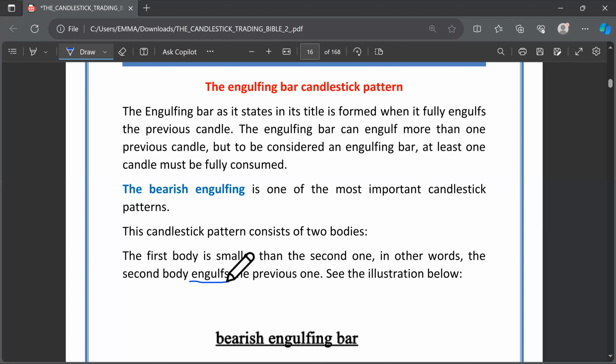So the candle that engulfs the other is the second one. The first candlestick on the left is a small one. The same thing applies to the bullish one, either the bullish or the bearish. Always the second candle is the bigger candlestick. That's what you use to identify whether it's bearish or bullish.